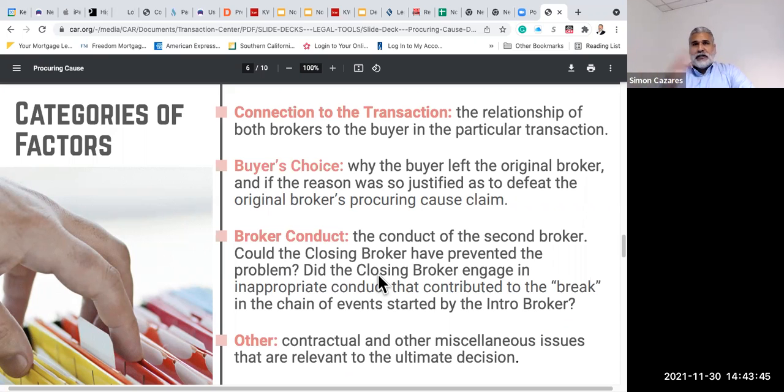So I just want you to understand the elements: the connection of the transaction, the choice from the buyer on why they decided to go in a different direction, the broker's conduct, what they're doing or saying to alter their position to work with someone else, and then the contractual and miscellaneous issues that are relevant to the ultimate decision. And that's mostly the additional paperwork that's involved.